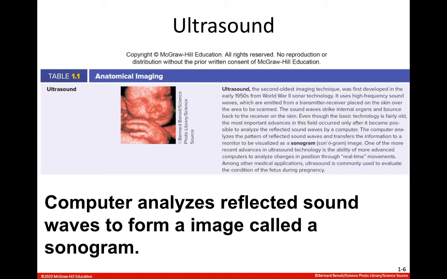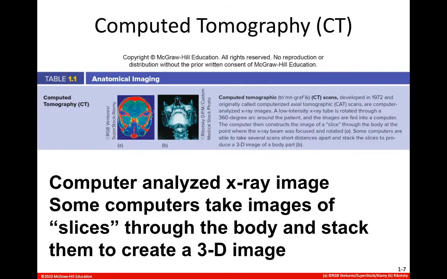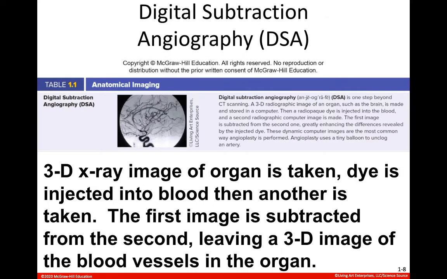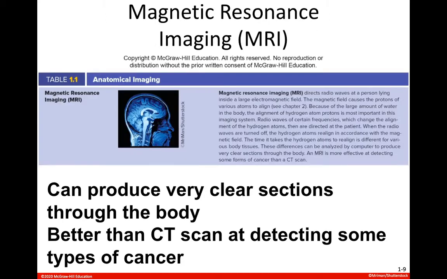Ultrasounds use sound waves to form an image. A CT scan, you've heard of that. It creates a 3D image by doing slices through a body or an organ. A DSA also creates 3D images. It's more like an X-ray, but it does give you 3D instead of 2D. You can read more about that. There's MRI. I'm sure you've heard of that.